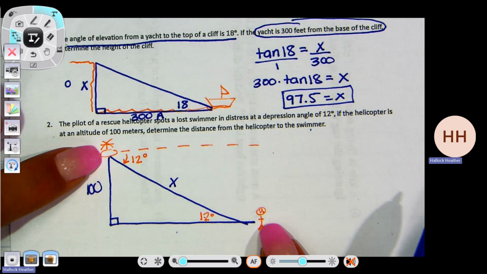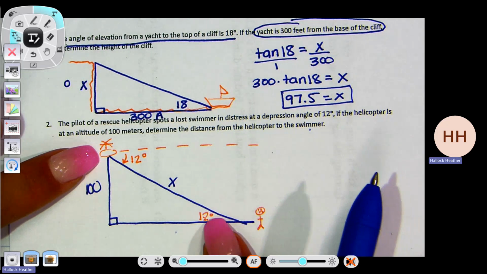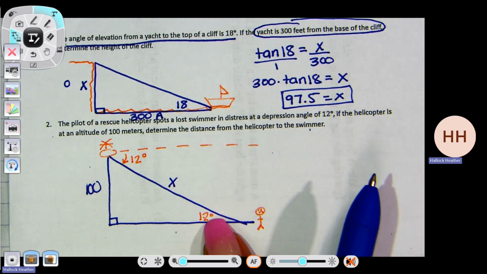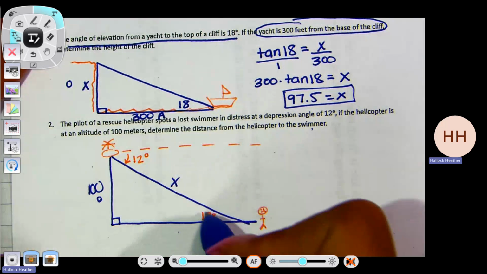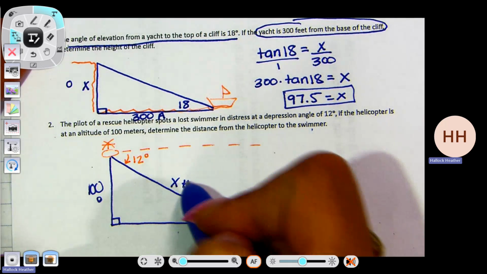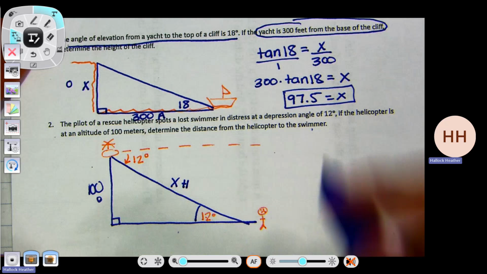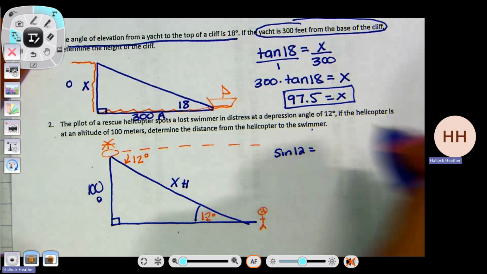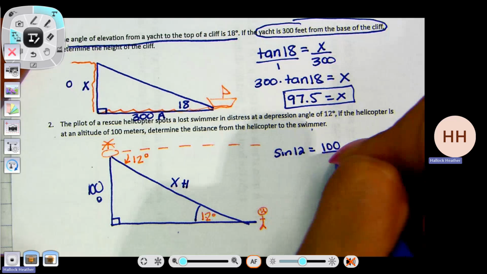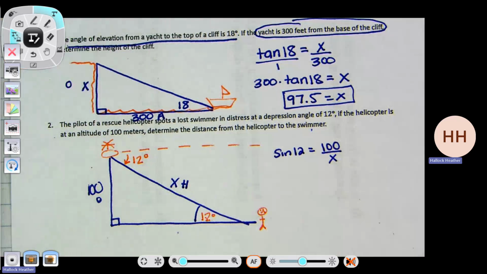So SOHCAHTOA: sine, cosine, tangent. If I am at the 12 degrees, what am I going to use? Sine, because you have an opposite from the 12 and then you have the hypotenuse. So O and H is going to be sine. So we're going to do sine of 12 equals 100 over X. So take a second. We're going to put it over 1. We're going to cross multiply.